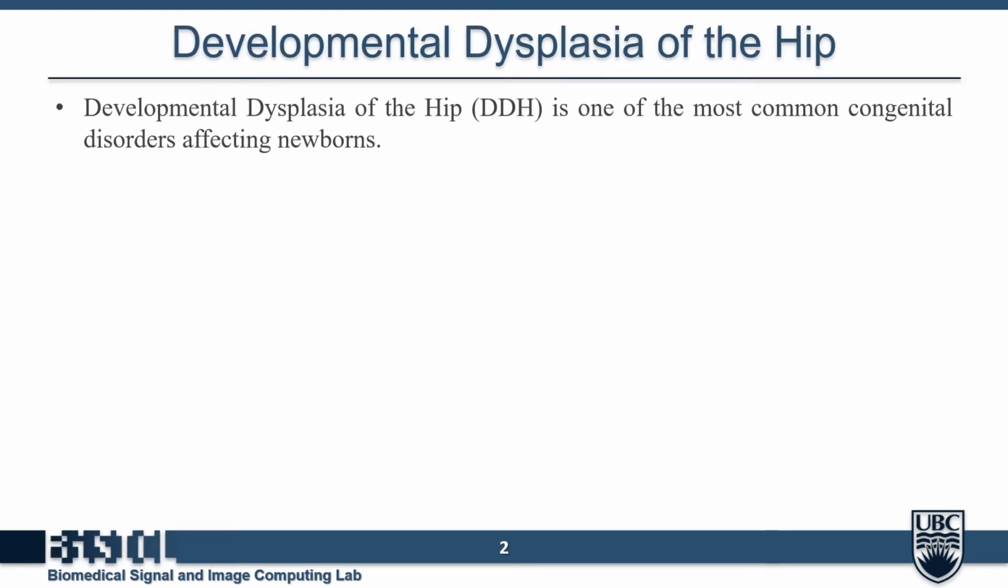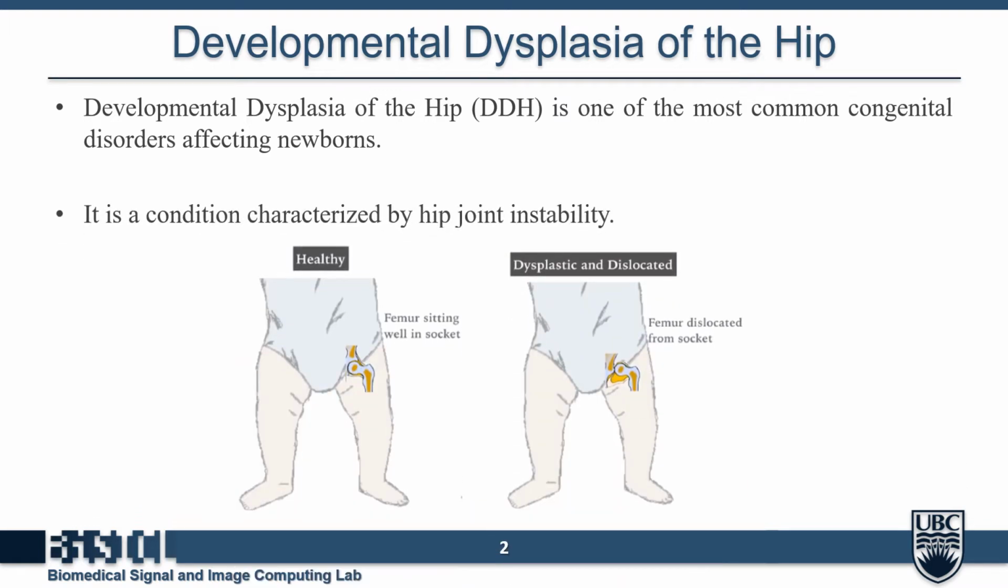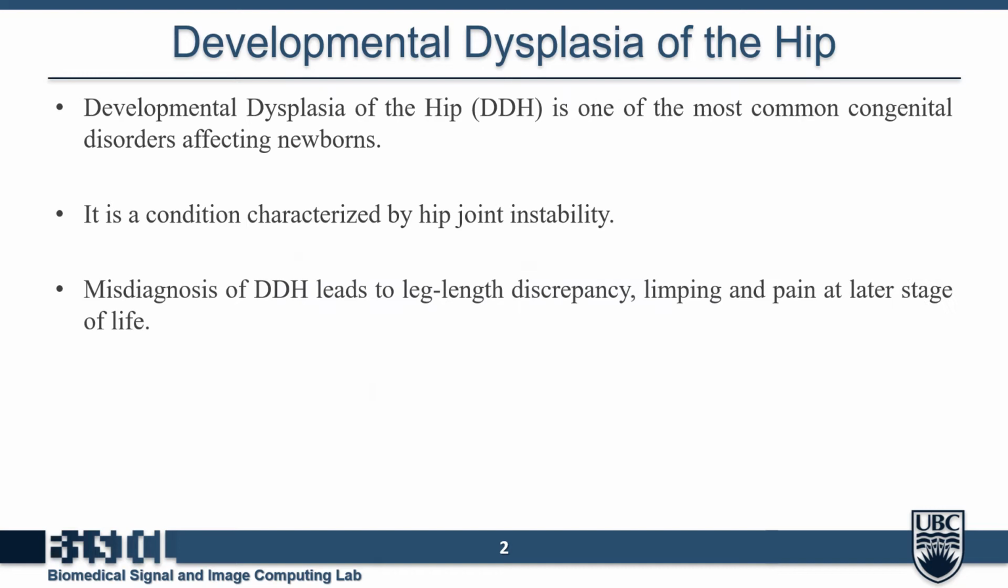Developmental dysplasia of the hip is one of the most common congenital disorders affecting newborns. It is a condition characterized by hip joint instability, in which the femoral head is slightly dislocated from the bone socket, which leads to trouble in walking and other problems like limping, leg length discrepancy, and pain at a later stage of life.